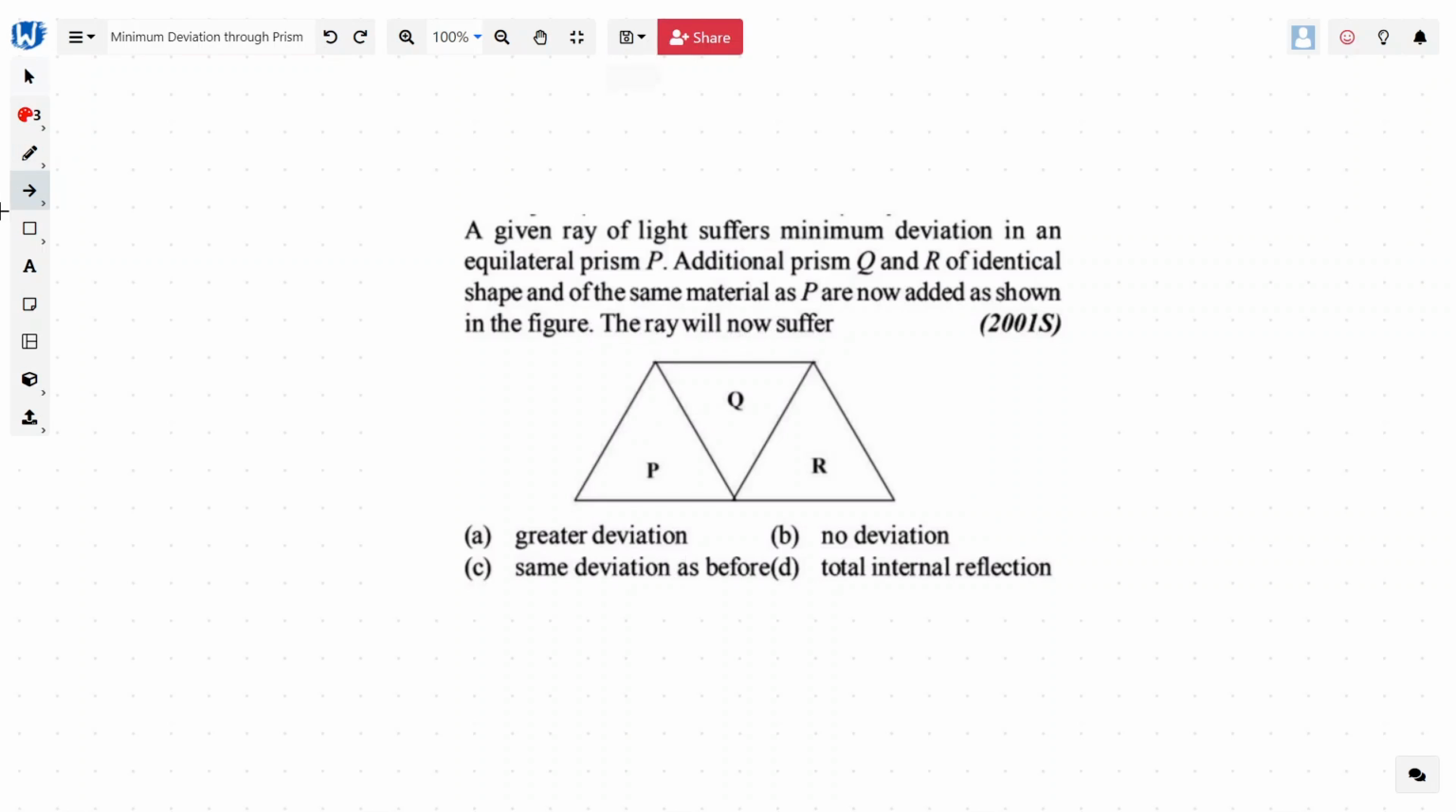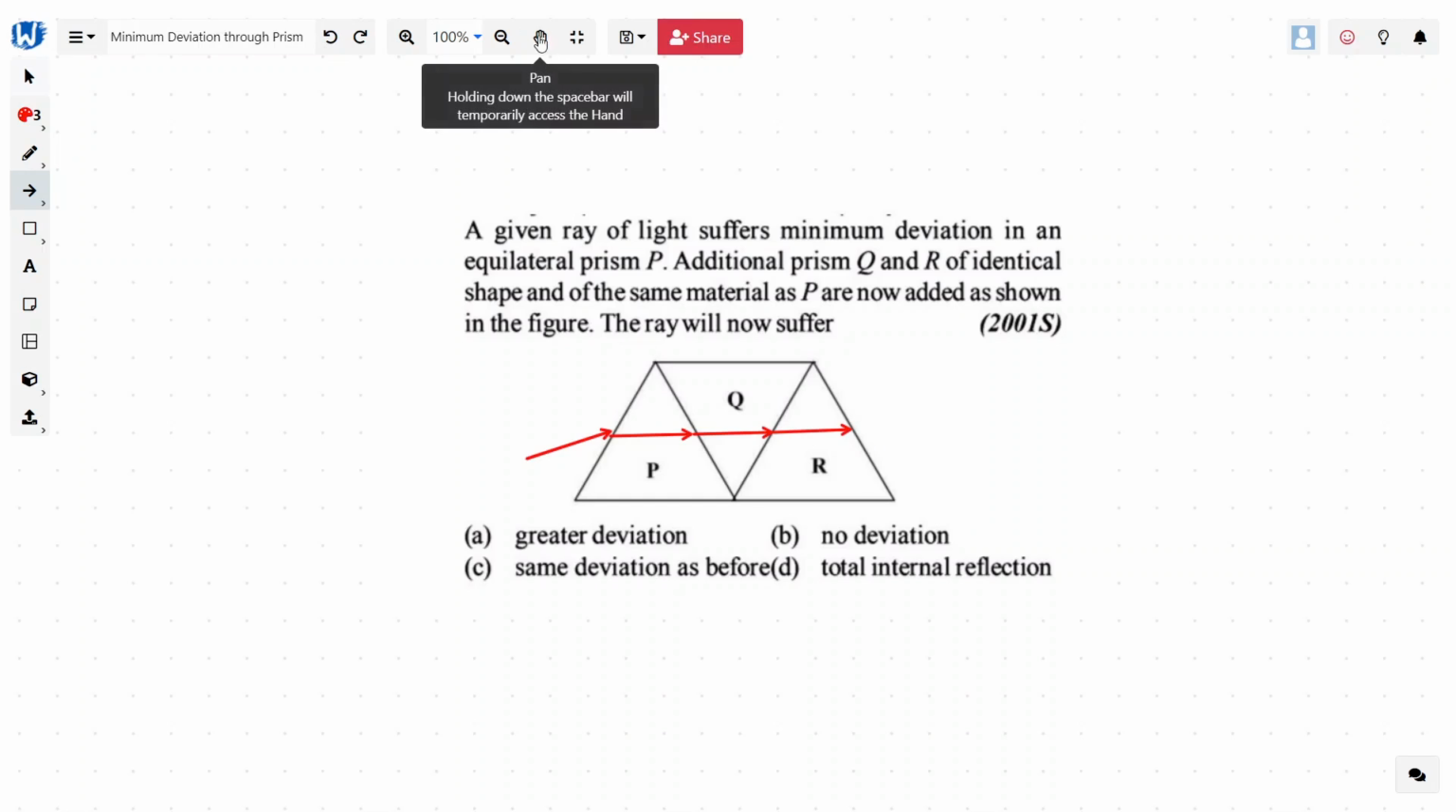First thing first, in case of minimum deviation, the ray of light coming like this always passes parallel to the base. The ray is going to be like this, and this is our deviation. Now, this prism is of the same refractive index, so no refraction will happen here. It passes straight, parallel. This one is also the same refractive index, so no refraction will happen here. It passes parallel, and then the reflection will happen.